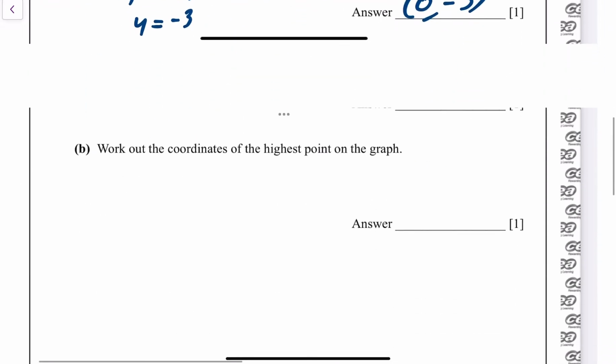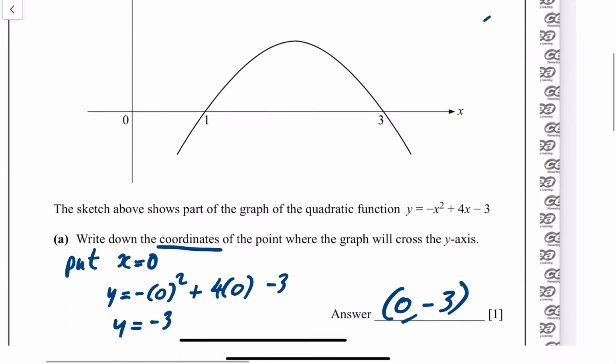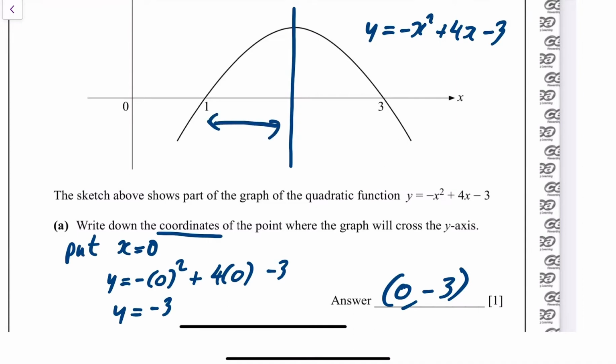The next part of the question says, work out the coordinates of the highest point on the graph. Okay, the highest point on the graph, that's quite a tricky question. Our graph is y is equal to minus x squared plus 4x minus 3. Now what we're going to have to use is the symmetrical properties of quadratics. So it's quite a tricky question because they're expecting that you understand that they are symmetrical. If you draw a line down here, you can see this part is symmetrical with this part in a quadratic graph. So from 1 to this middle bit, whatever it is, to 3 back to that middle bit, it will be the same distance.